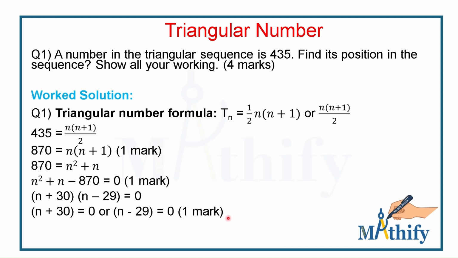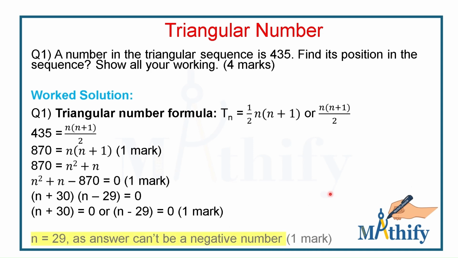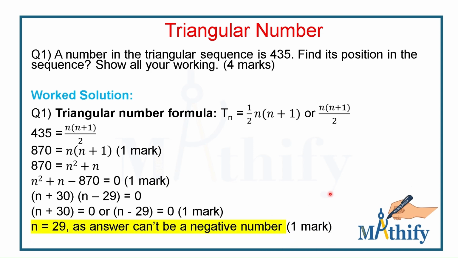Now, to get the final mark, we would do n is equal to minus 30 or n is equal to 29. But there is a little catch. Remember, our answer can't be a negative number for triangular sequence. For triangular sequence, we don't see our n being a negative number. It just doesn't make any sense. Therefore, our only correct answer would be n is equal to 29, as our answer can't be a negative number. So these are your 4 marks secured.